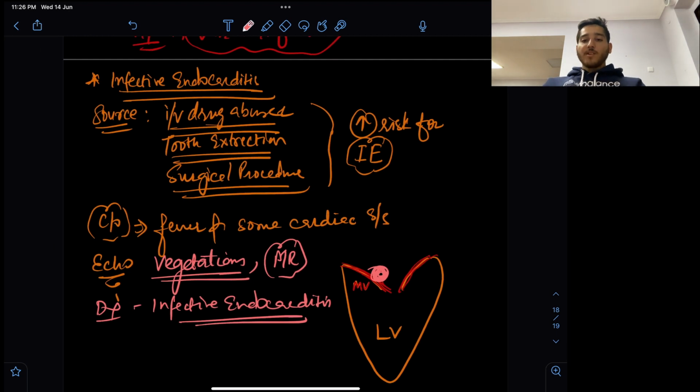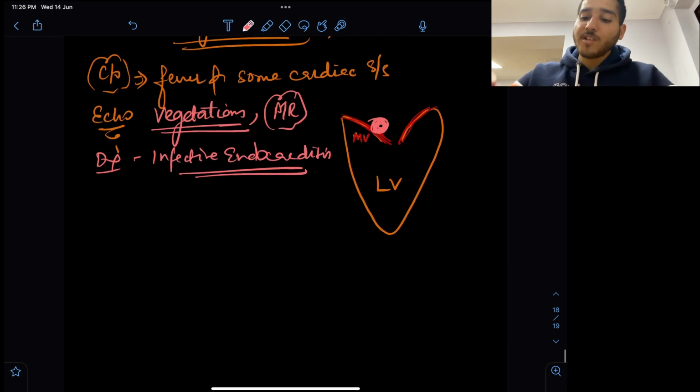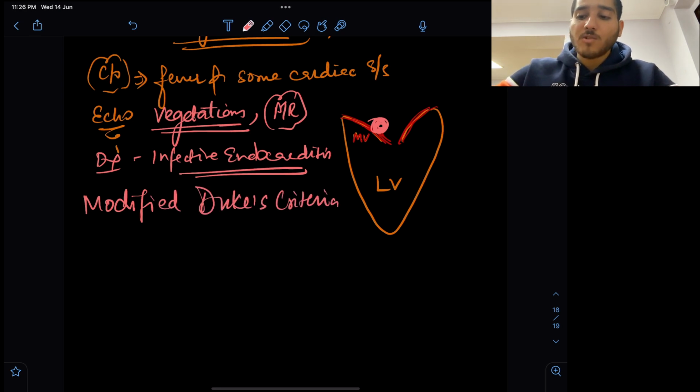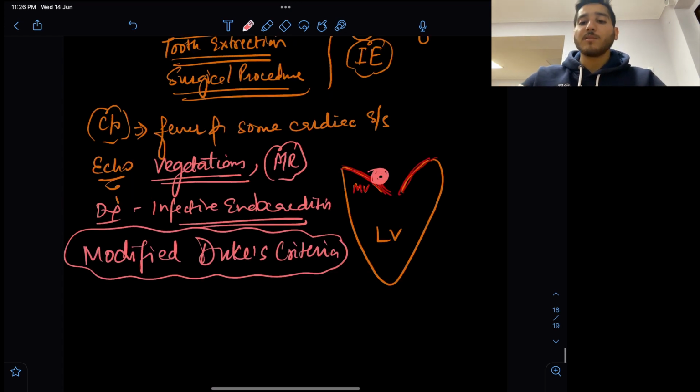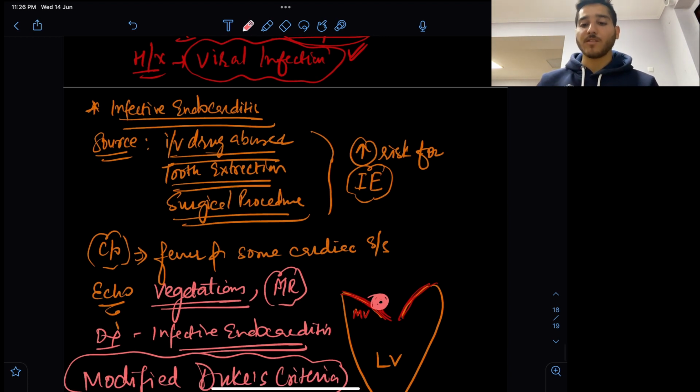So we'll quickly revise infective endocarditis. There should be a source of infection: IV drug abuse, tooth extraction, surgical procedure. The patient will present with some classical cardiac signs and symptoms. There can be fever also. On echo, you can get vegetation, some valvular pathology like MR, and you'll make a diagnosis of infective endocarditis. We usually use the modified Duke's criteria. In Krok 2 questions, they have never asked about this, so I'm not going into depth on the modified Duke's criteria for diagnosis of infective endocarditis.